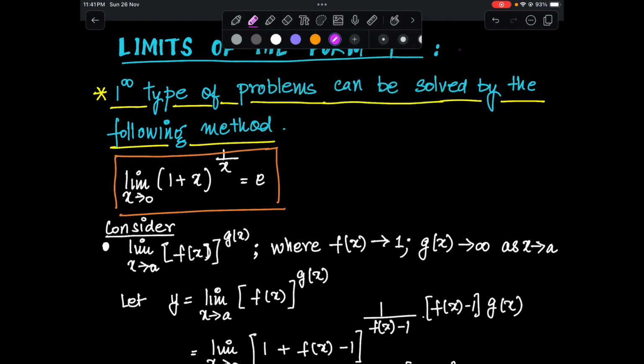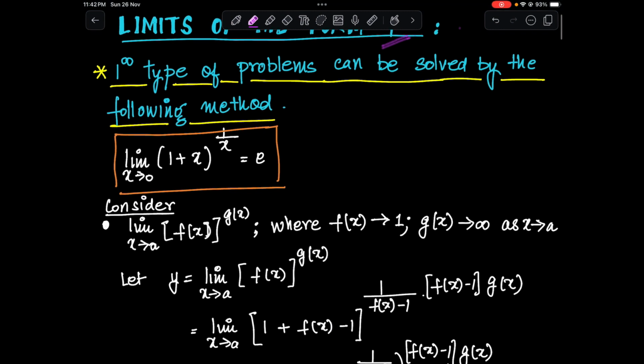Now, today I will be dealing with the problems that give you the limit as 1 to the power infinity. Now 1 to the power infinity, as we discussed in our first session, is an indeterminate form and will be having a solution. How you find the solution is what we are going to look into in today's session.